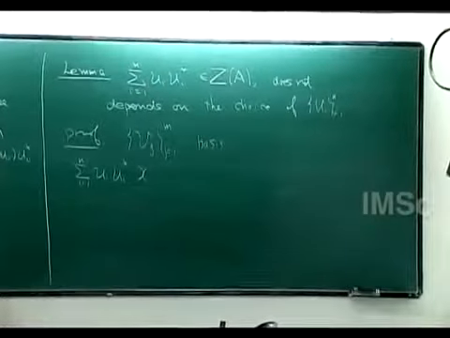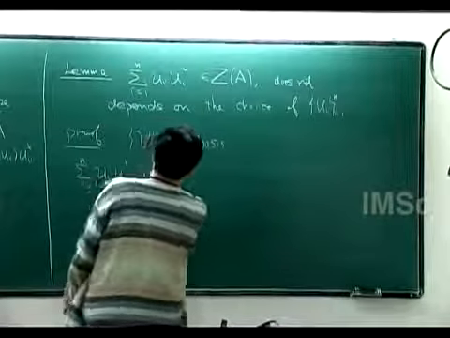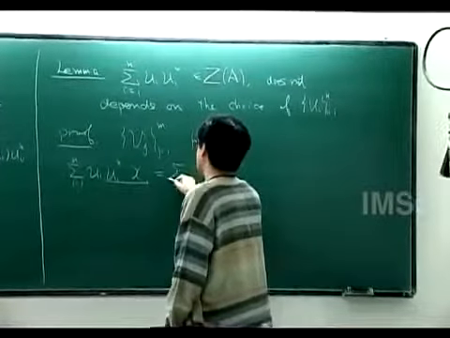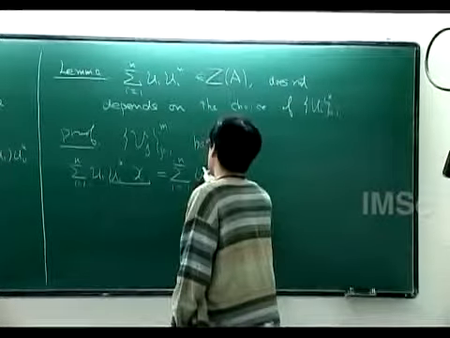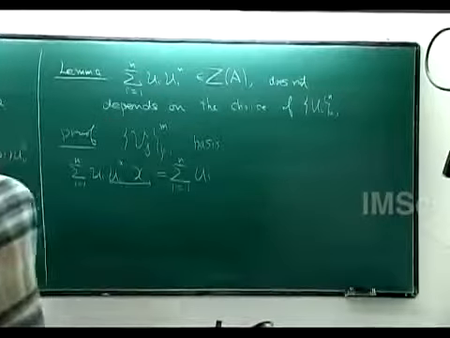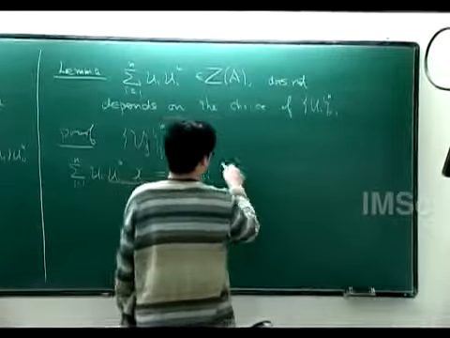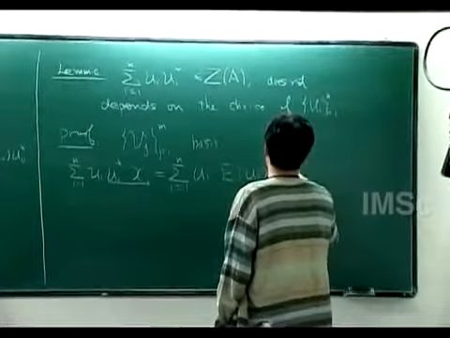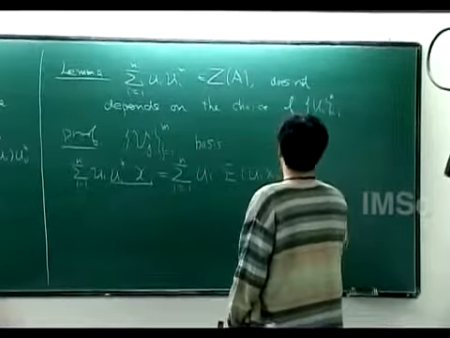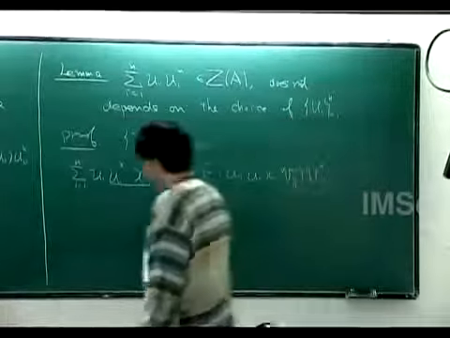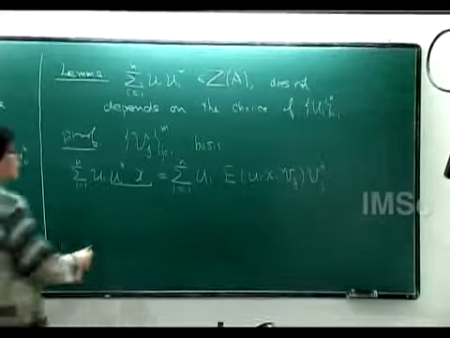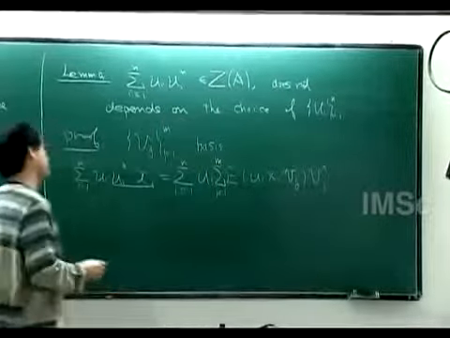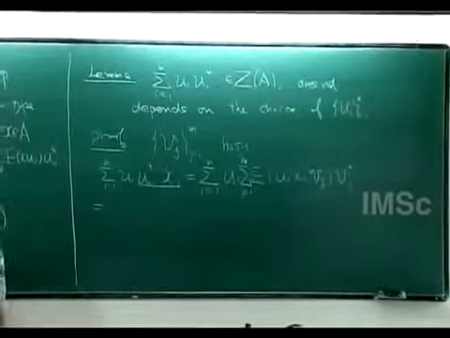So we compute this by expanding this part using v_j. For that, we use this: x_i, v_j. Right. Now I should put some here. Now I change the order of summation here.